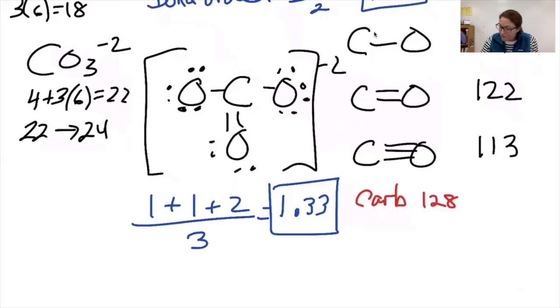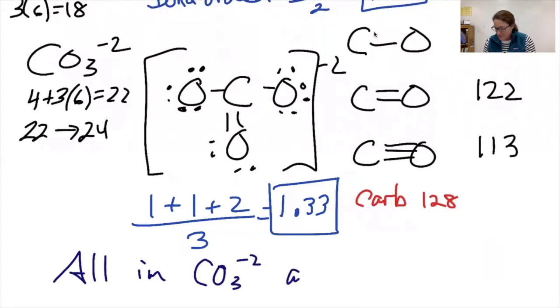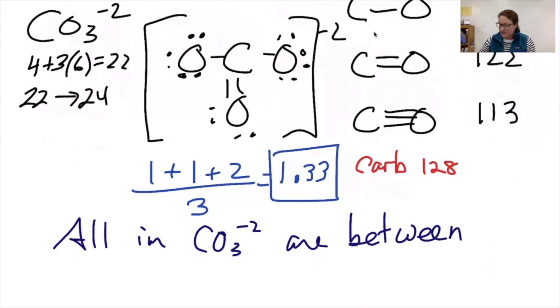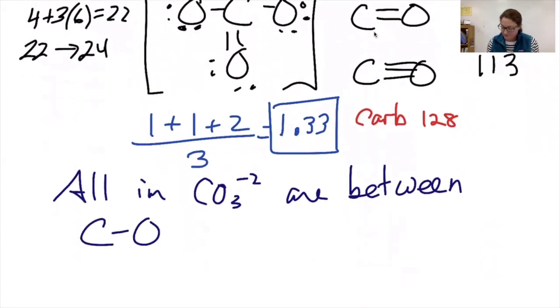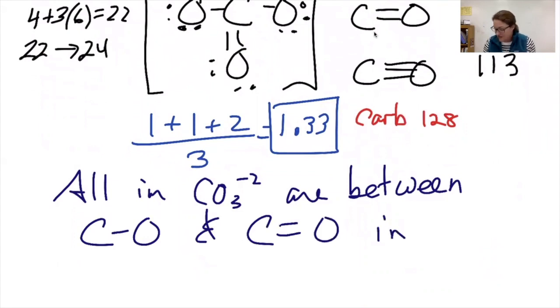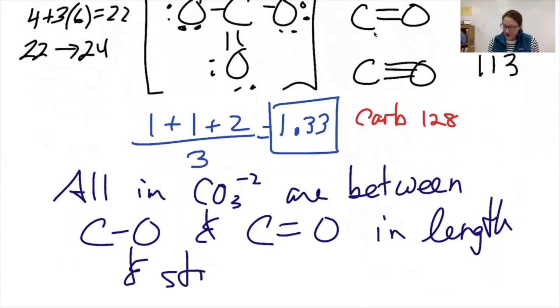What resonance really means is all of the bonds in CO3 are between a single and a double bond. And when I say between them, I mean in length and in strength. So they are stronger than a single bond, but weaker than a double. They are shorter than a single, but longer than a double.